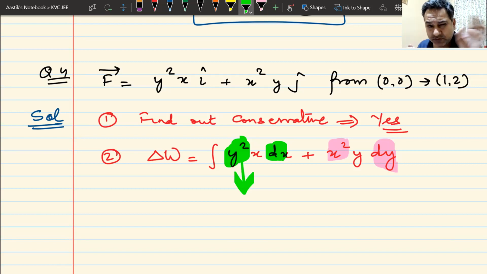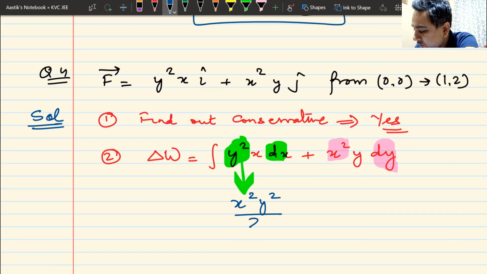So y square comes out. You just integrate x dx. When you integrate x dx, what do you get? X square by 2. When you multiply it by y square, you get the integral as x square y square by 2. Yes or no? Yes, sir.